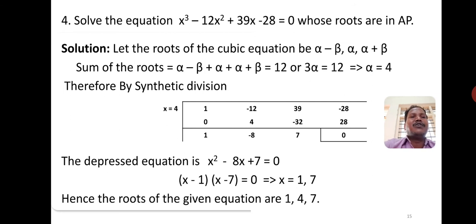Once you know alpha is equal to 4, on that basis by using synthetic division we can calculate the remaining roots. When x equals 4 by synthetic division, the reduced equation is x square minus 8x plus 7 is equal to 0. Therefore the factors are x minus 1, x minus 7.